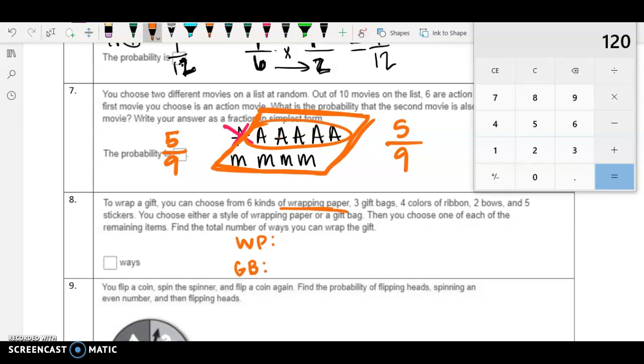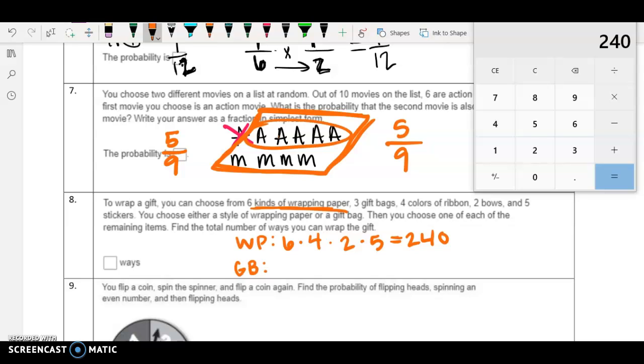So if I choose the wrapping paper, I have 6 kinds of wrapping paper, and then I have to pick a ribbon, which is times 4, a bow, which is times 2, and a sticker, which I have 5 options for those. And I multiply those together, so 6 times 4 times 2 times 5, I get 240 options there.